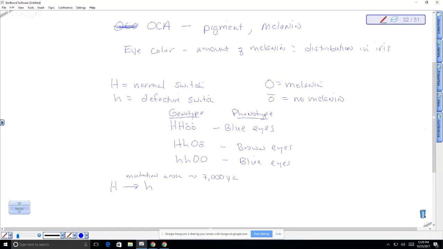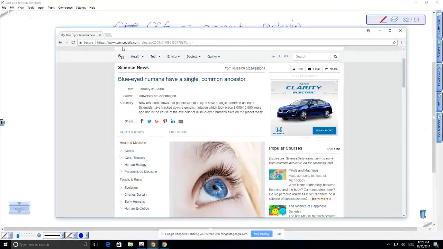And it then got passed down and actually became very prevalent in certain populations. And so if we look at some headlines that you might see about the evolution of blue eyes, the first one is very interesting. Okay. So this is from, like, last year, I think. Or no, this is actually earlier than last year. This was big news a few years ago. So they have a single common ancestor.